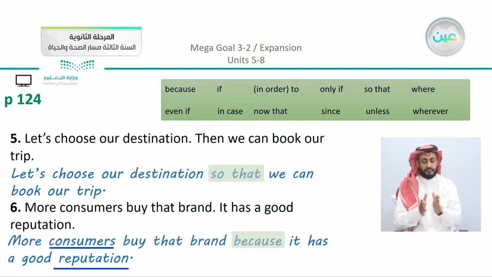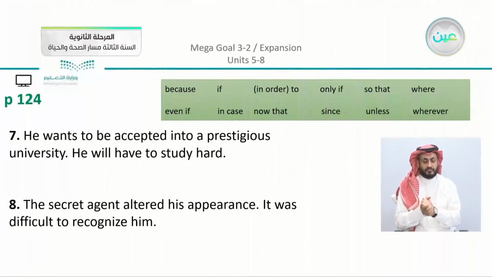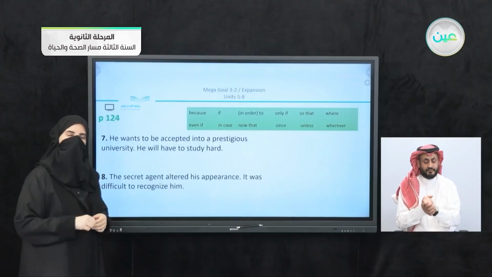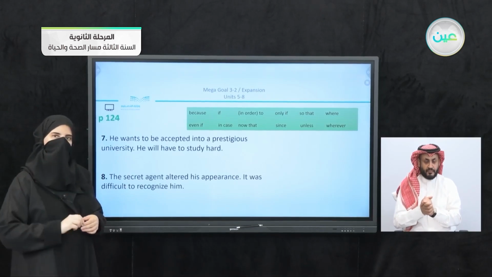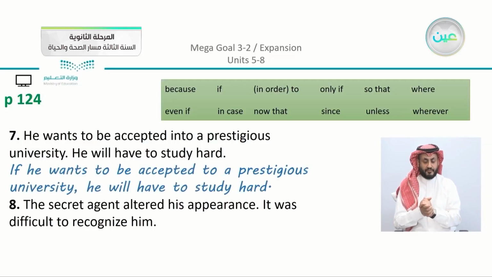Moving on, we have number 7. He wants to be accepted into a prestigious university. He will have to study hard. So we have here, he will have to study hard and he wants to be accepted. So we can add a little bit of condition here. Now we can write our sentence.